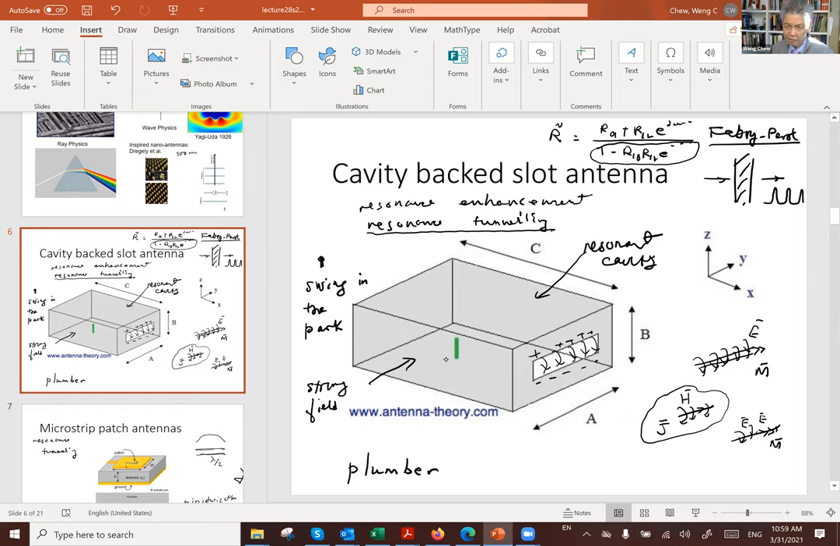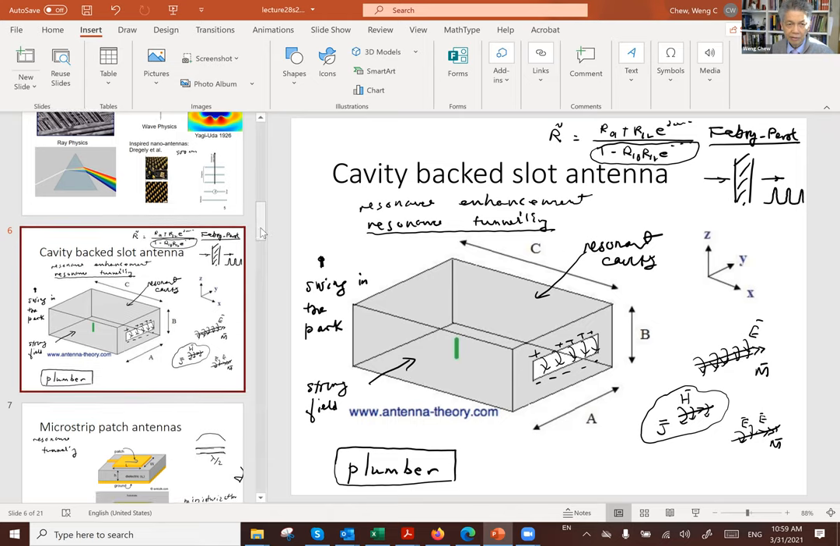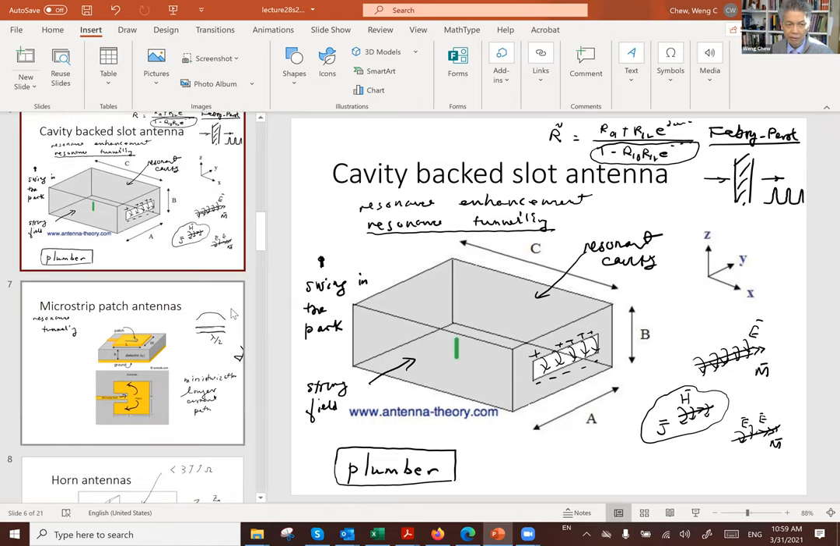Because we do quite a bit of using pipes and so on and cavities in microwave engineering, you call those engineers plumbers, because they actually have to do quite a bit of plumbing.